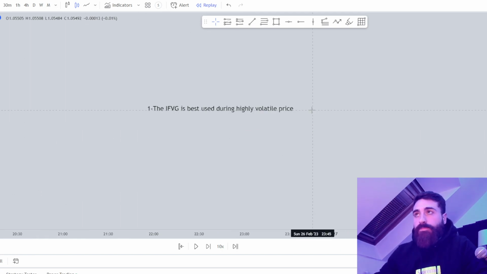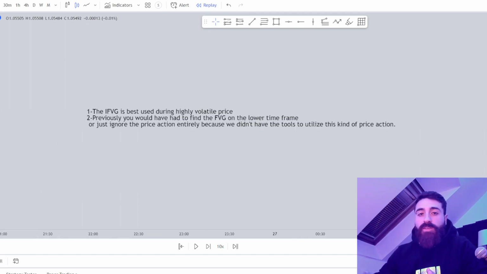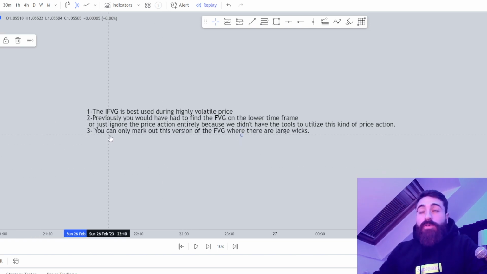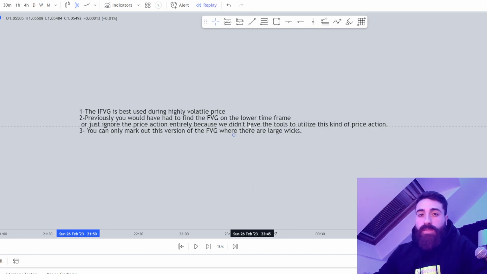The second rule, so previously we would have to find the fair value gap on the lower time frame, or if we actually can get a fair value gap. Now, in this case, we can actually find it on a higher time frame, like the example on the 5 minutes. And before we used to ignore the price completely if we didn't have a fair value gap. Now we can also use it so we can have better trades and more trades. The third rule being you can only mark this version of the fair value gap where there are large wicks. If we have smaller wicks, we ignore it, we don't take it. If they have larger wicks, then we can take the trade.